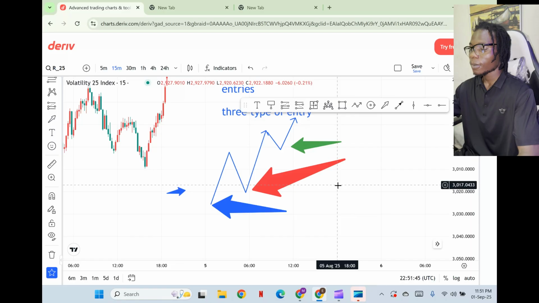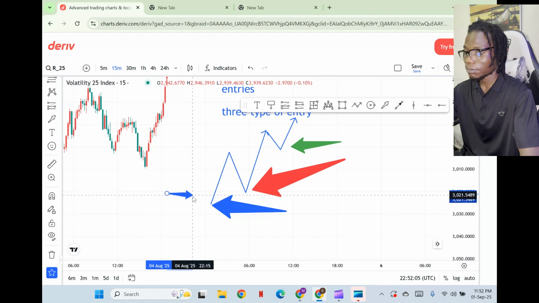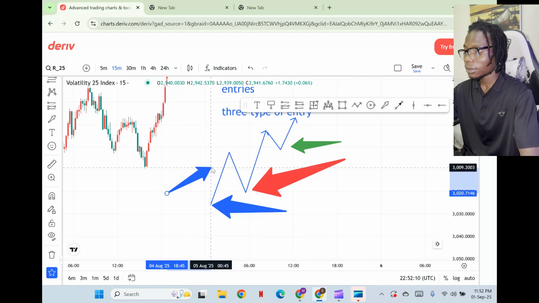I found it common in the industry that people stay on the chart too long. As a beginner, you don't even need to stay on the chart too long, so you don't mentally drain yourself over the chart. Sometimes this doesn't come clean.